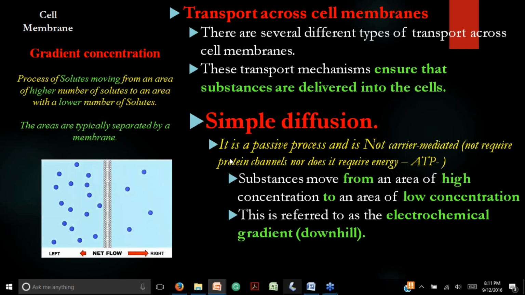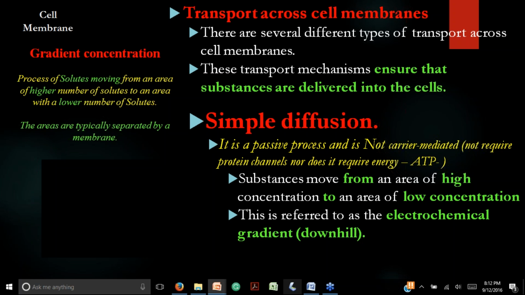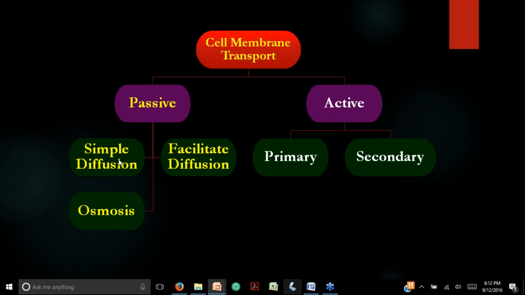All right, so we will talk about transportation across the cell membrane, and the purpose of knowing about transportation in this class is to ensure that substances are delivered into the cells. How are the cells going to receive all these elements like nutrients and gas exchange, for example? So we have here the simple diffusion. According to the chart, we are going to start with simple diffusion.